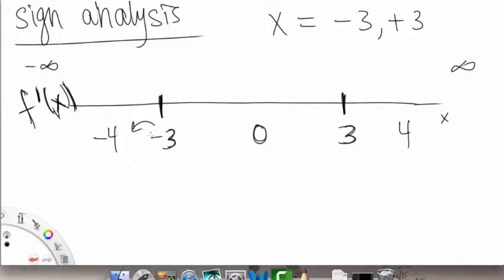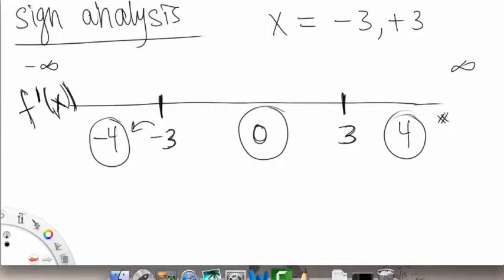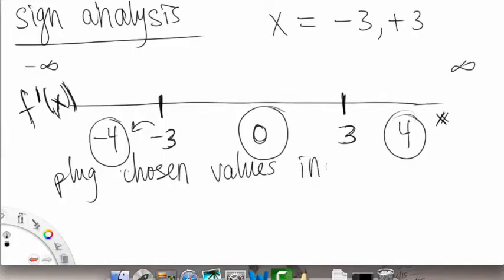So now we're going to look at the points that we picked, the easy points. The point of picking these easy values is to make your life easier, basically. So what we're going to do with these now that I just circled is plug these chosen values into our f prime of x, okay? So let's do that. Let's start with our negative 4.